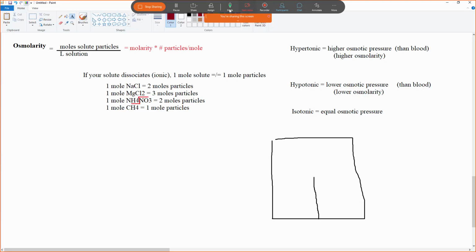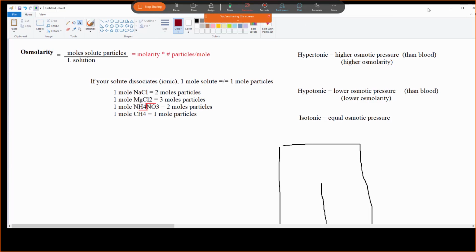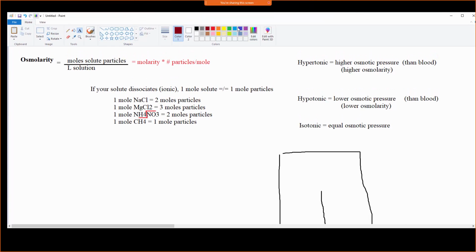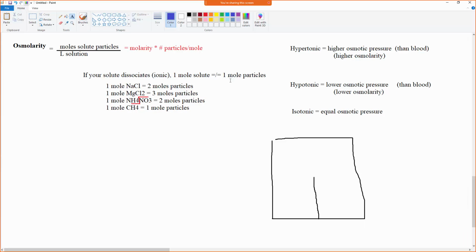I need blue for water. Okay. And say I've got water on both sides. I've got this semi-permeable membrane here. And the semi-permeable means that water can go through it, but particles cannot.